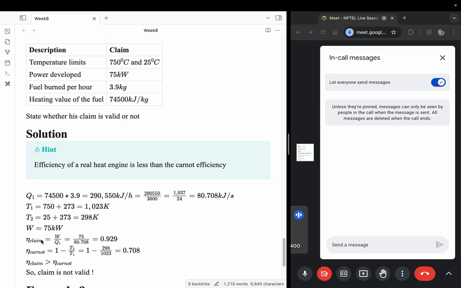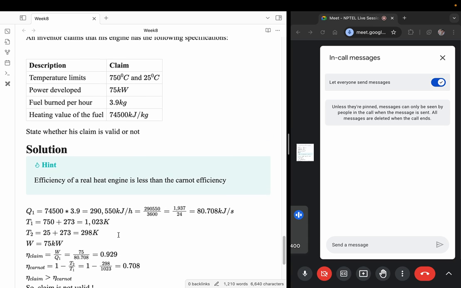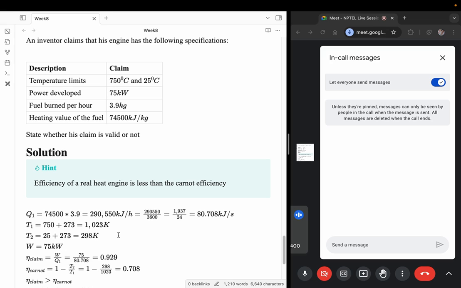And he claims that the work done is 75 kilowatt. So from there you can calculate the efficiency as 0.929. And since temperatures are given, if you operate a reversible Carnot cycle, then the efficiency is 70%. The real efficiency can never be higher than the Carnot efficiency, so the claim is not valid. Now, in the case of a refrigerator, instead of calculating efficiency, you would calculate the coefficient of performance and see whether the COP is actually much higher.